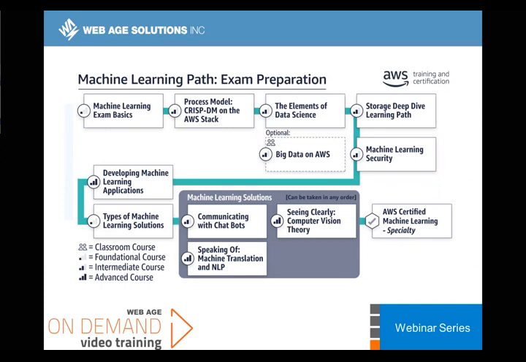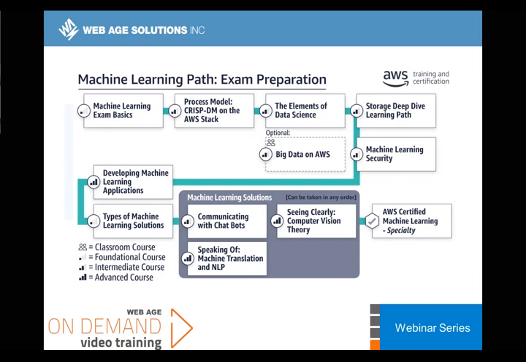So basically, machine learning exam basics is just this really basic course that shows you the basics of the machine learning exam. It's an online delivery that you can take. And then, of course, you go to the process model for CRISP-DM on the AWS stack. Then you take the elements of data science. Now you're at the big data on AWS level, right? So essentially, if you're starting with a previous certification like big data on AWS, you can skip all of those, right?